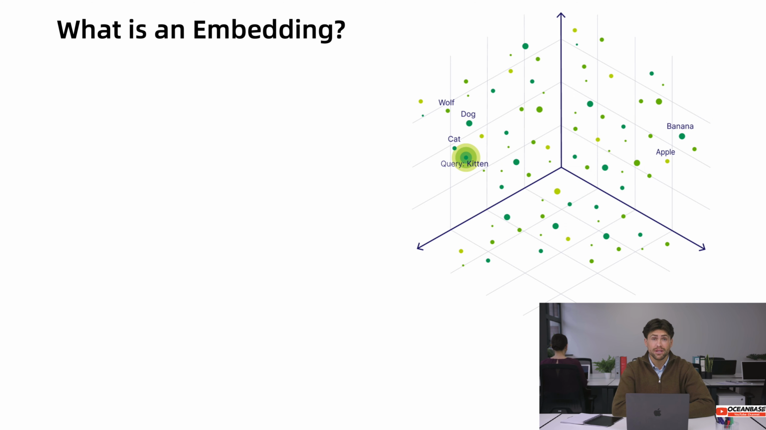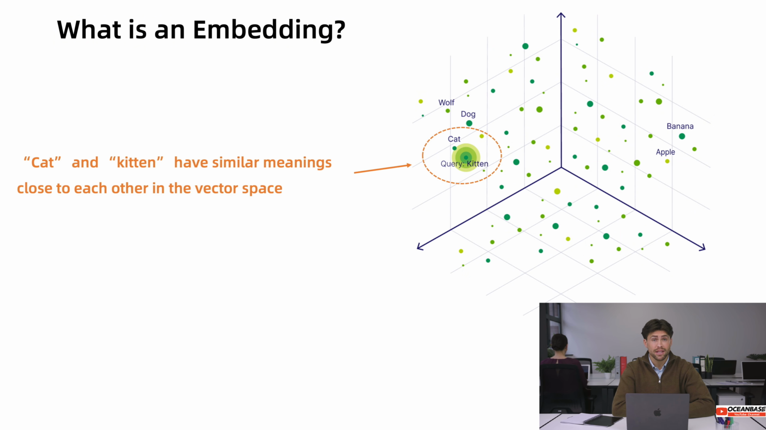For example, in natural language processing, we can use word embeddings to represent words as vectors. Words with similar meanings like cat and kitten will have vectors that are close to each other in the vector space. This allows the system to understand relationships between words without relying on exact matches.